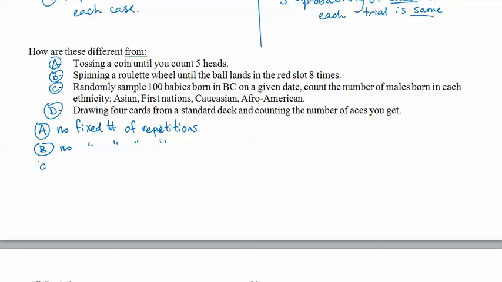Okay. For C, randomly sampling 100 babies born in BC on a given date, count the number of males born in each ethnicity: Asian, First Nations, Caucasian, Afro-American. Now, if we were just looking at males like we did in the first case, it would be binary. They're either a male or they're not. This time, we're also looking at their ethnicity, so here it is not a binary outcome.